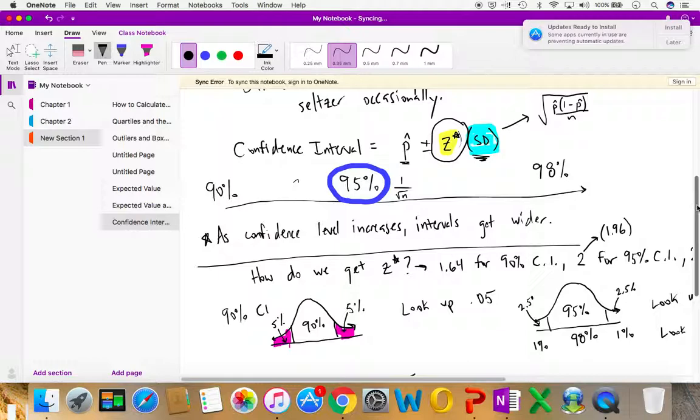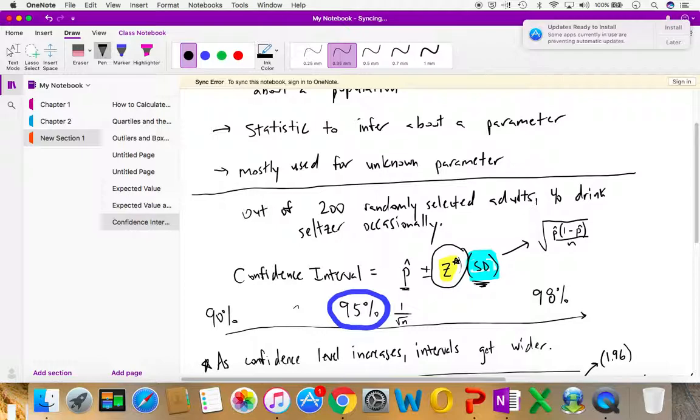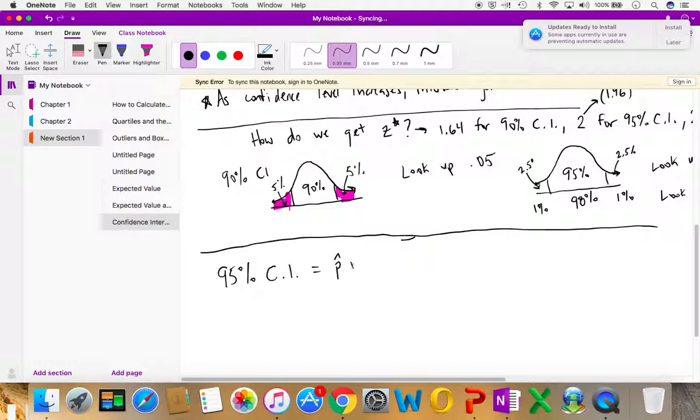Now, let's go back to our initial example. I'm going to jump back up. Okay, we're going to use this example of how many adults drink seltzer on a regular basis. I'm going to calculate the 95% confidence interval. Okay, so we had 40 out of 200 in our sample. To calculate a 95% confidence interval, we'll do it down here. We'll say the 95% confidence interval is equal to, I'm just going to rewrite the equation again, plus or minus the critical z-score times the standard deviation.